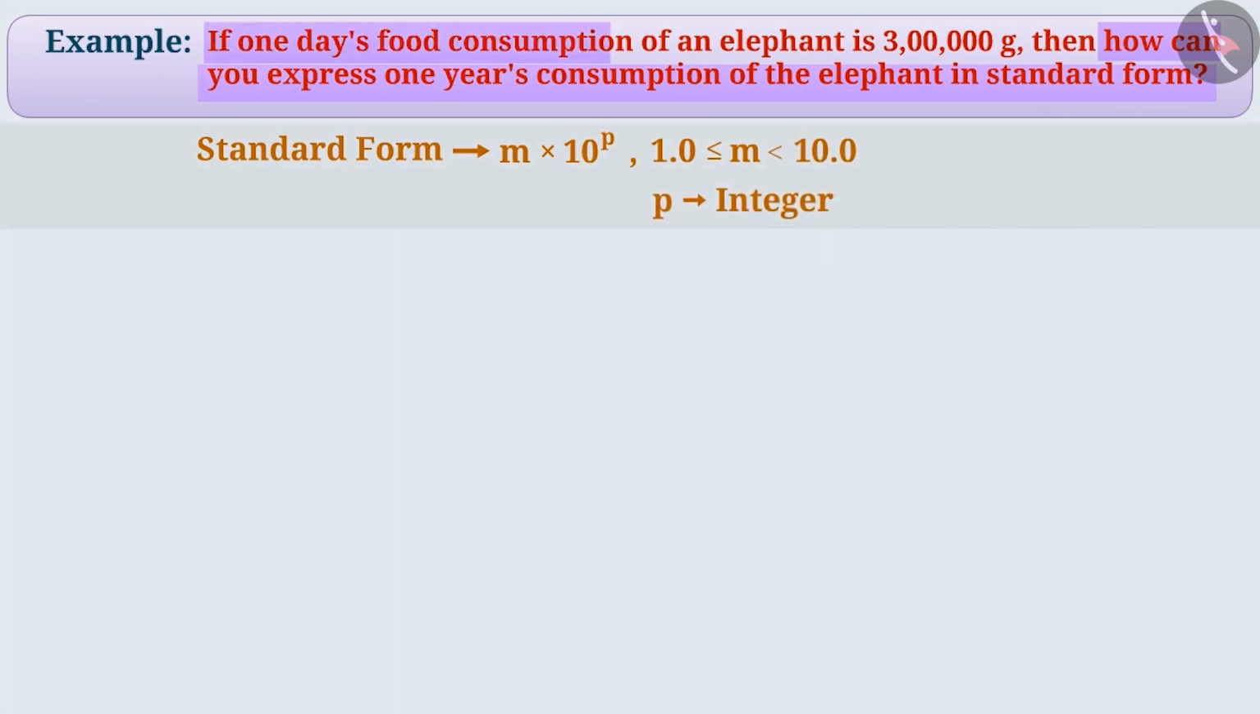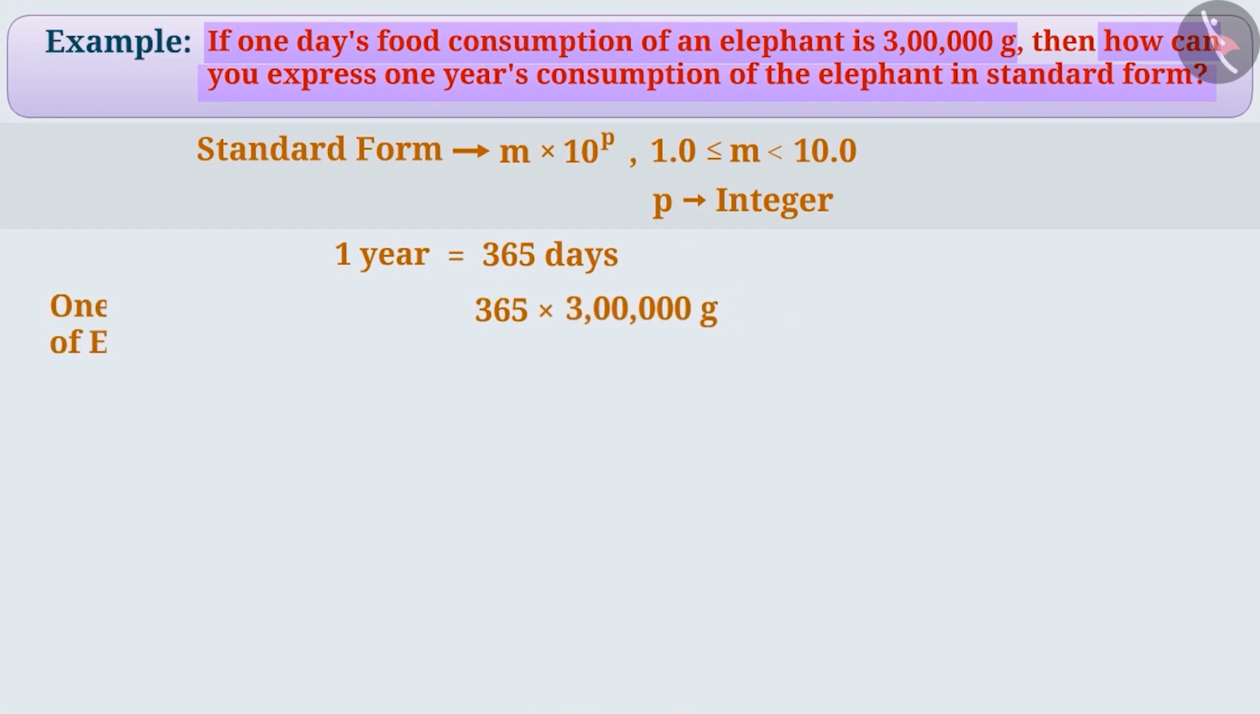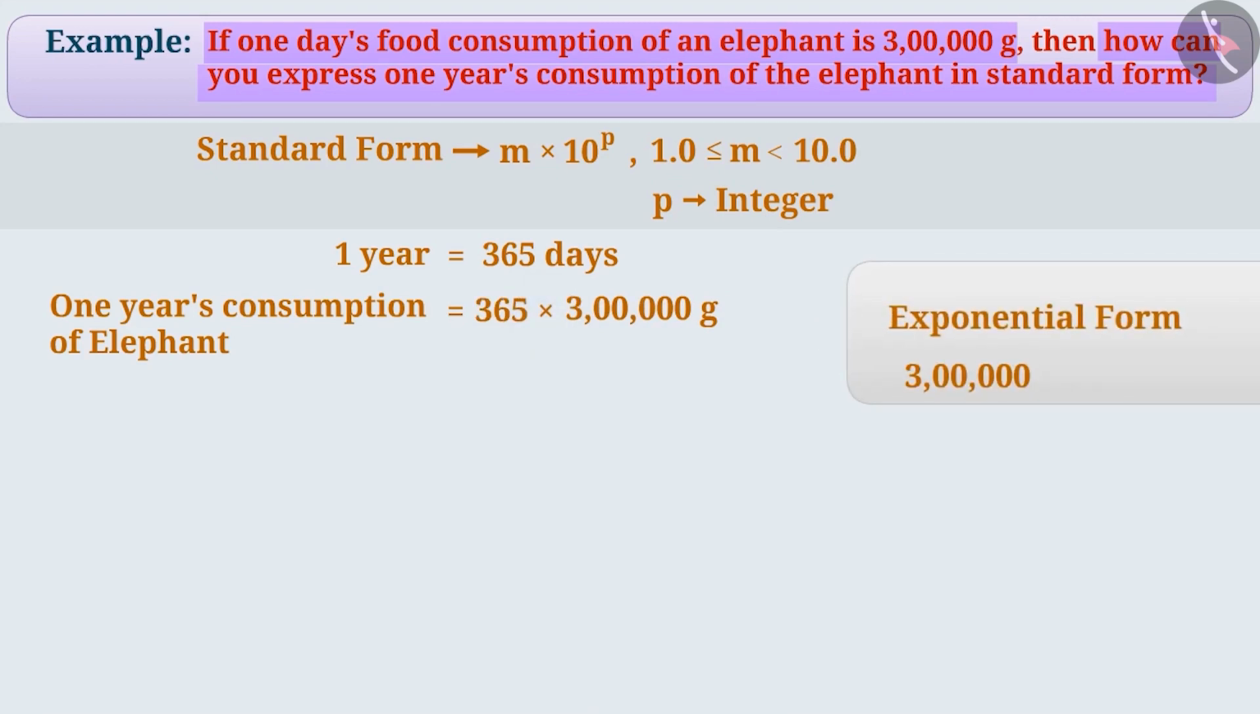In one day, the elephant consumes 3 lakh gram. We know that there are 365 days in a year. So, we will multiply 365 and 3 lakh gram. In this way, 1 year's consumption of the elephant is equal to 365 into 3 lakh gram. We can write 3 lakh as 3 into 10 to the power of 5 in exponential form.